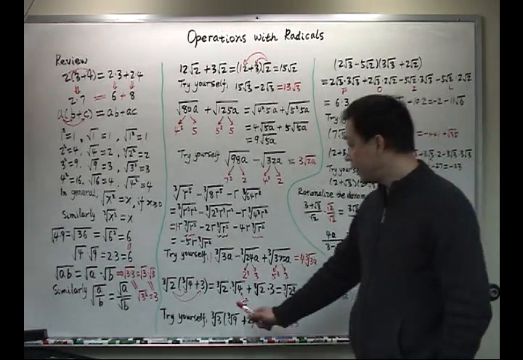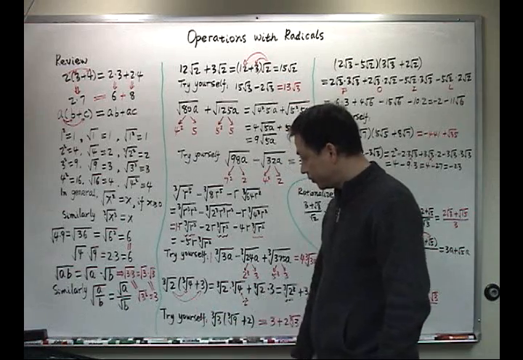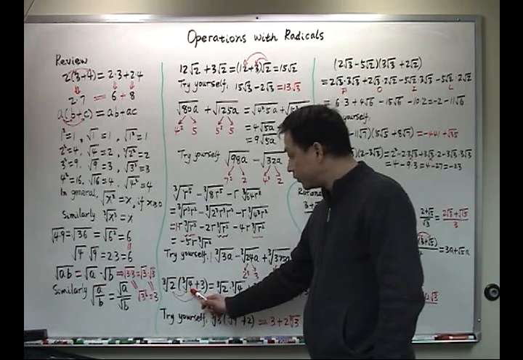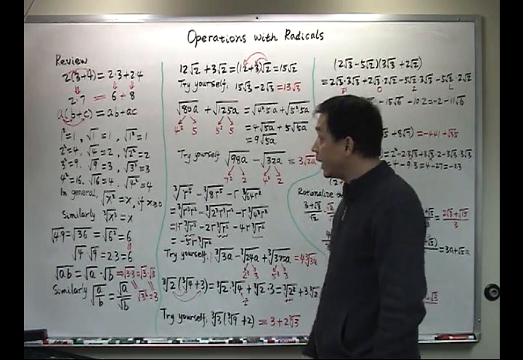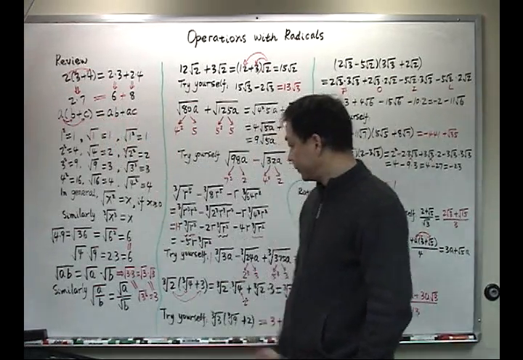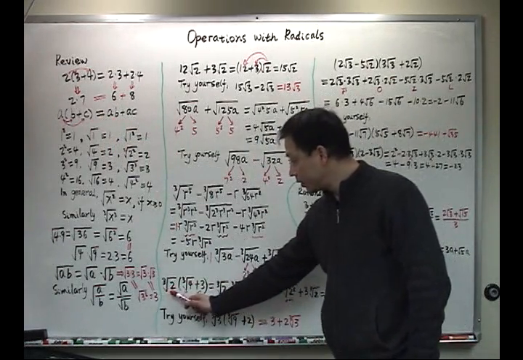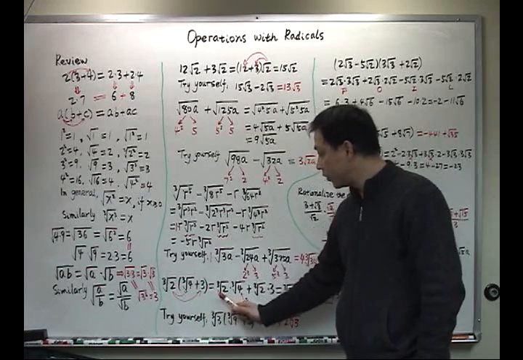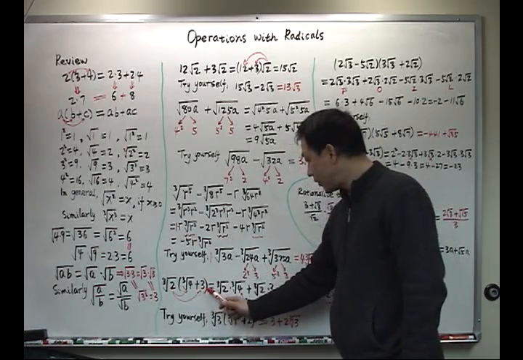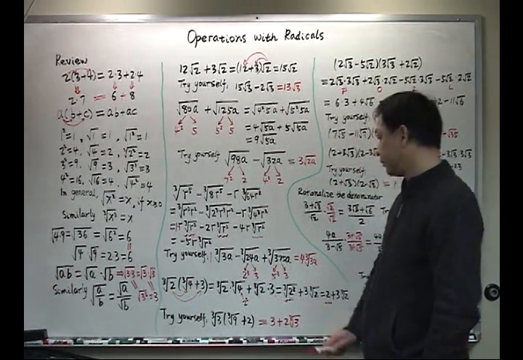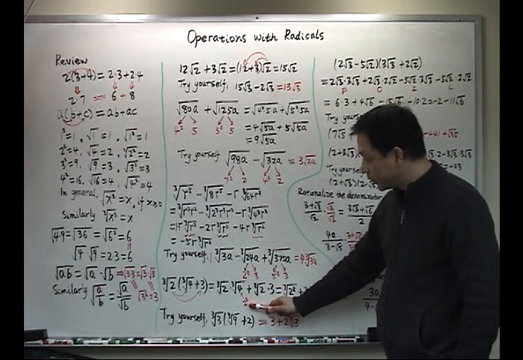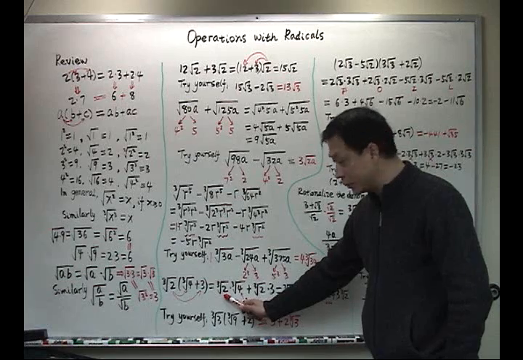Now let's look at this example. Cube root of 2 times the quantity cube root of 4 plus 3. Again, you want to apply the distributive property right here. So you have cube root of 2 times cube root of 4 plus cube root of 2 times 3. And 4 is 2 squared. 2 squared times 2, you have 2 cubed.